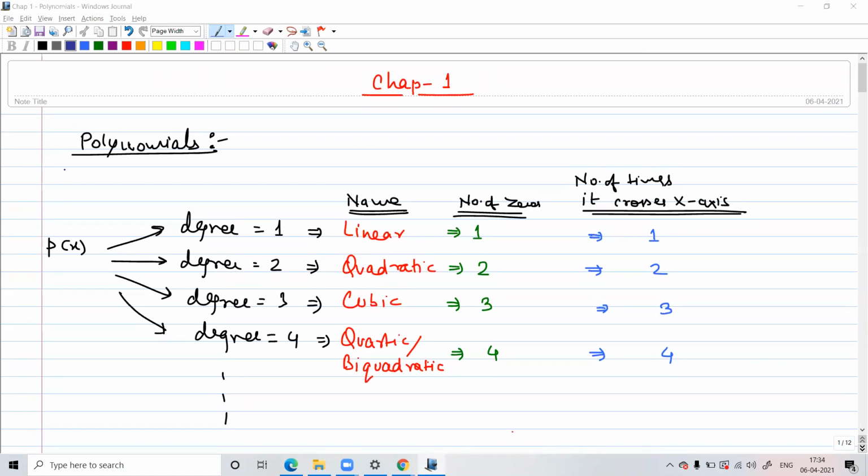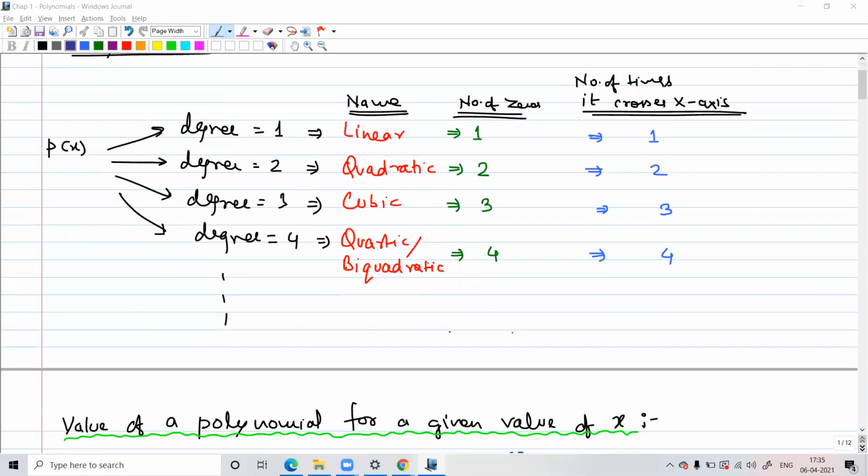So as you can see, polynomials, I have written that we represent it like P of X. Degree could be 1, 2, 3, 4 or anything else. If the degree is 1, it will be called linear. Number of zeros will be 1, and it will cross through the x-axis one time at the maximum. We had explained that. So if the degree is 2, quadratic, it will have 2 zeros. It will cross through the x-axis 2 times. 3 times, like that. Okay, so we had talked about this in the previous classes, so you should be clear about this.